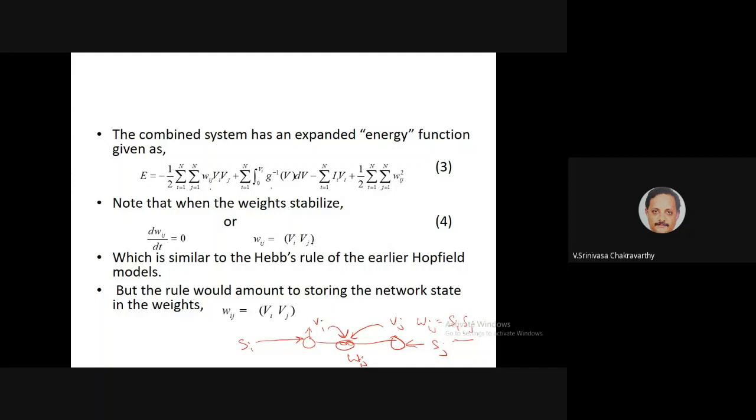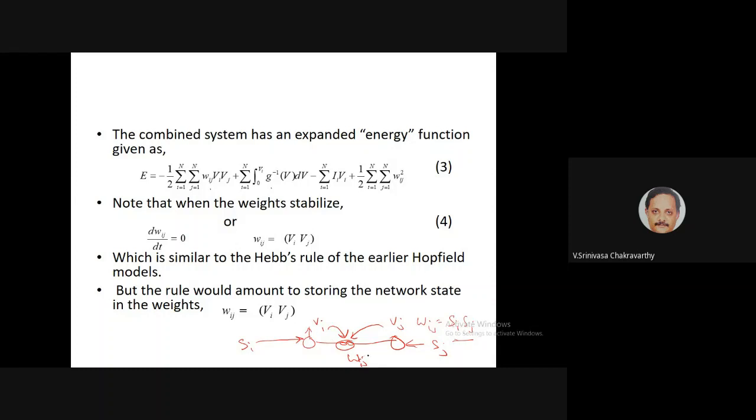It is deceptively similar, but not quite, if you think about it closely. In Hebb's rule, the weight is calculated based on the stored external pattern, not based on the neuron state itself. Whereas here, when you set dWij/dt equal to 0, you get Wij equal to Vi Vj, which is the state of the neuron. So the state of the neuron and the external input are quite different. Let us see what the difference is. Let's focus only on two neurons, the ith neuron and the jth neuron. The state of the ith neuron is Vi, the state of the jth neuron is Vj, and the two are connected by a synapse of strength Wij.